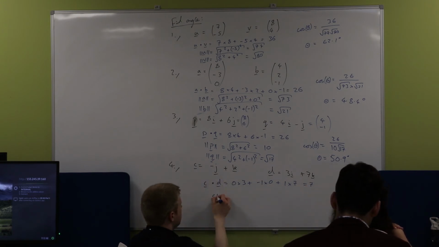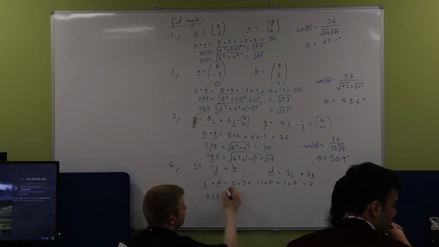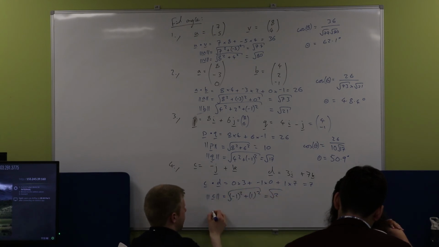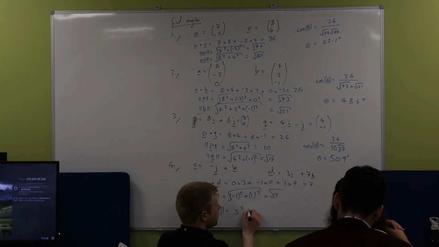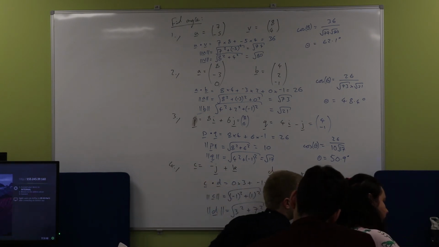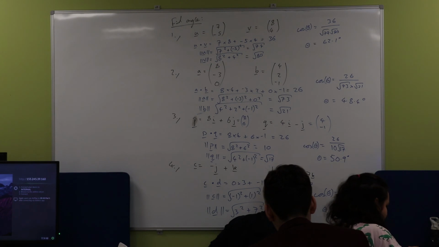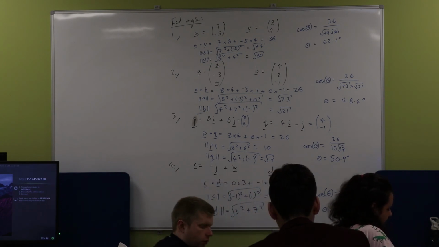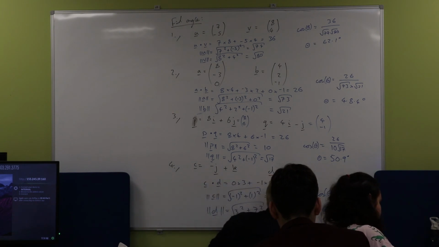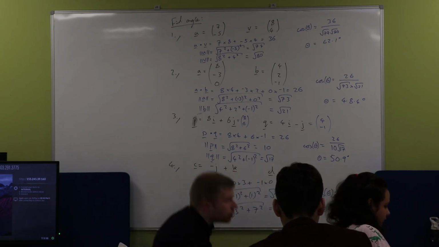So let's do the length of c quickly. The length of c will just be negative 1 squared plus 1 squared, which is square root of 2. And the length of d will just be 3 squared plus 7 squared, square rooted, which is equal to square root of 58. Good, well done. Sorry, I was trying to rush through. So what do we get for theta? 49.5 degrees. Thank you very much. Are there any questions?